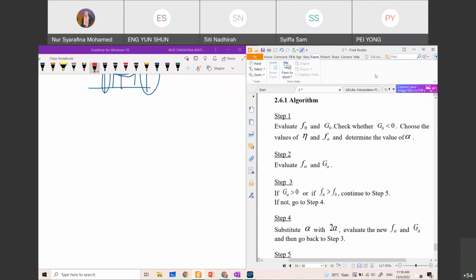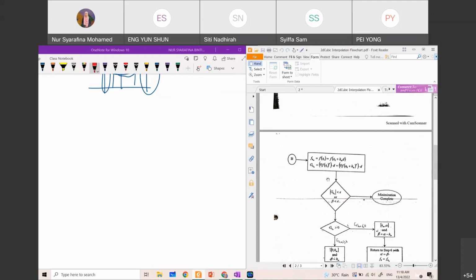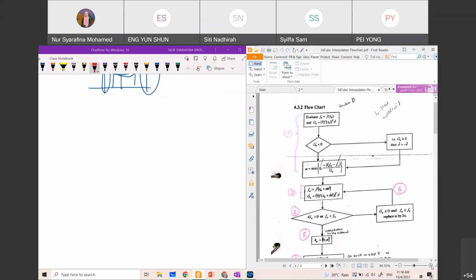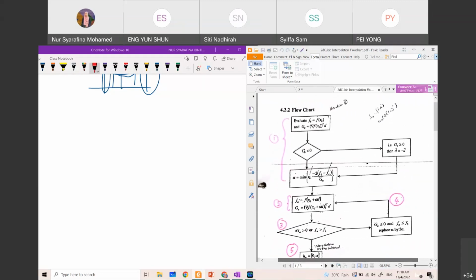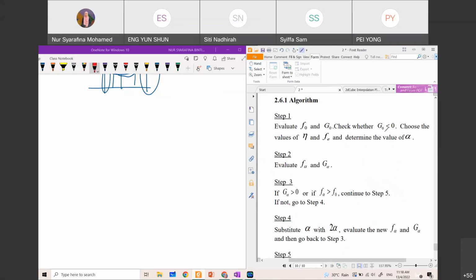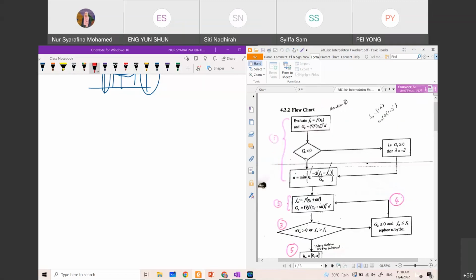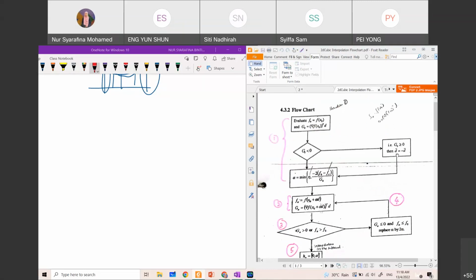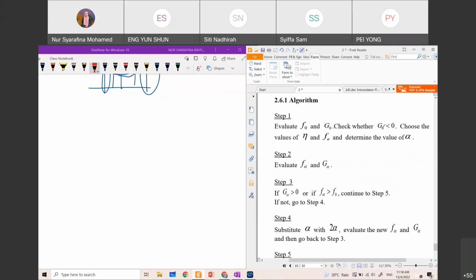First, you need to evaluate F naught and G naught. Then you need to check whether G naught is less than 0 or not. When G naught is less than 0, then proceed. If not, what you need to do is set the direction D equals negative D, just modify that. And once G naught is less than 0, choose the values of eta and Fe and determine the value of alpha.